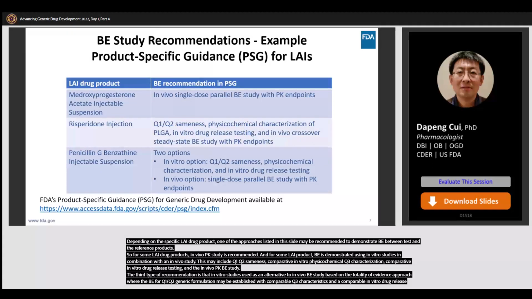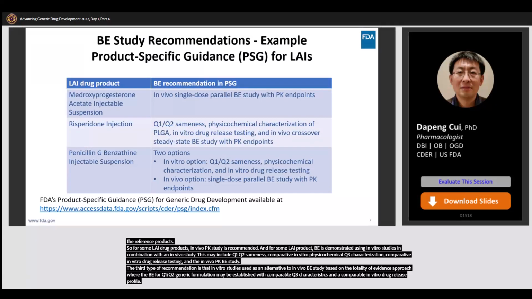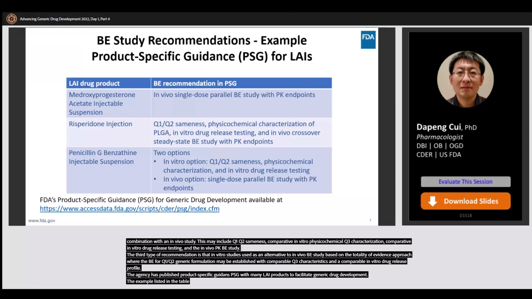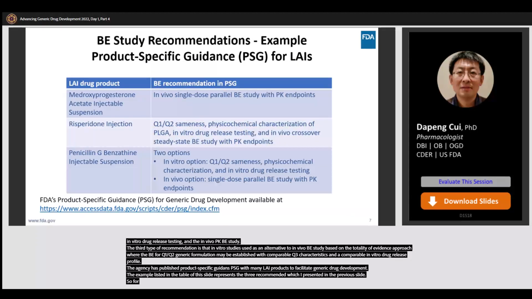The agency has published product-specific guidances, PSGs, with BE recommendations for many LAI products to facilitate generic drug development. The examples listed in the table on this slide represent the three recommended BE approaches which I presented in the previous slide. So for medroxyprogesterone acetate injectable suspension, BE should be demonstrated with an in vivo single-dose parallel BE study with a PK endpoint.